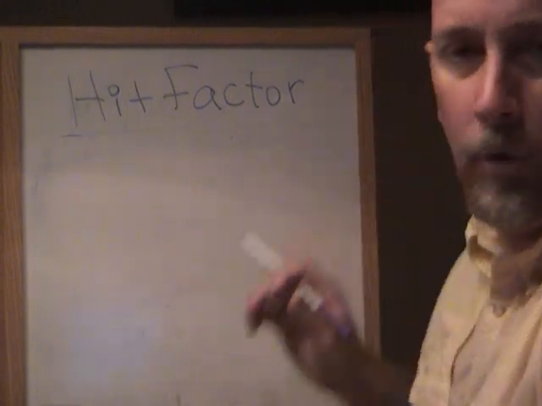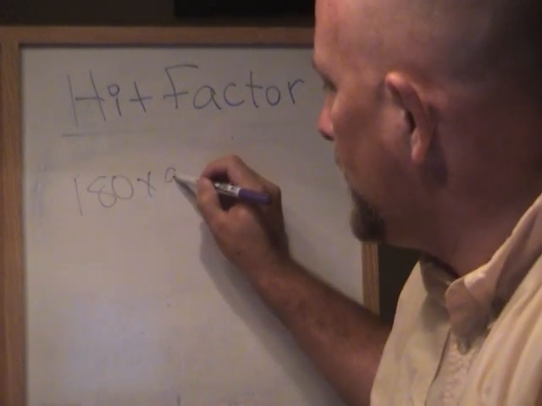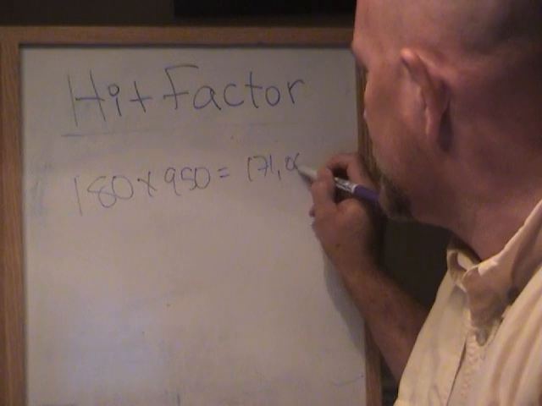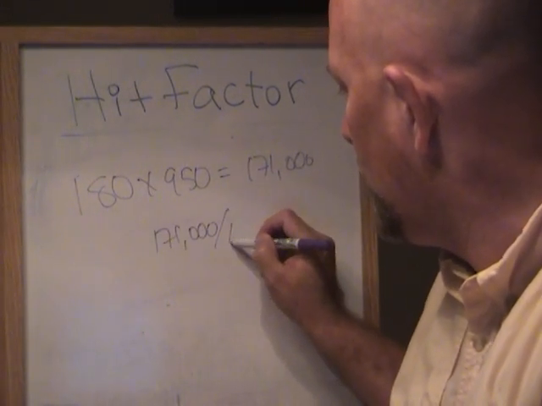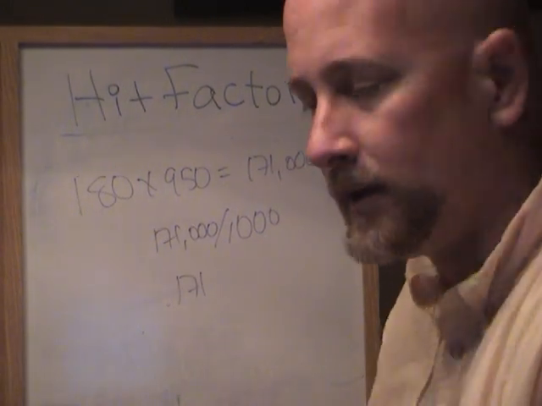You're shooting .40 Smith & Wesson, 180 grain bullet, coming out of the gun at 950 feet per second, that gives you 171,000. 171,000 divided by 1,000 equals 171 power factor.